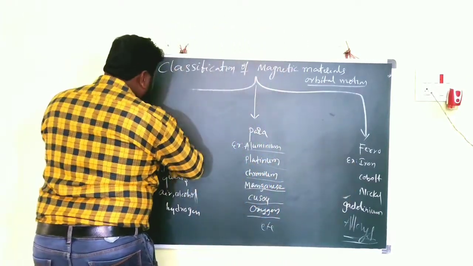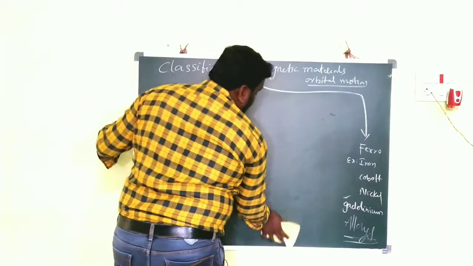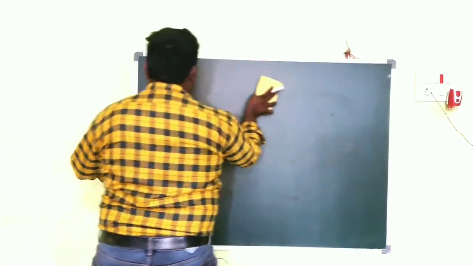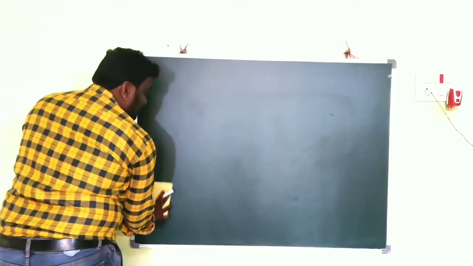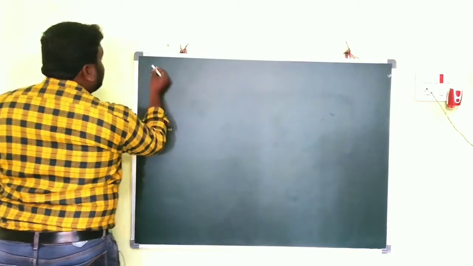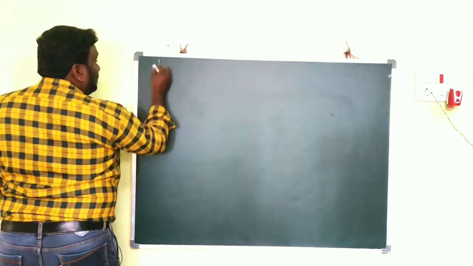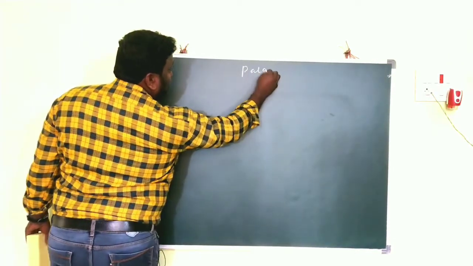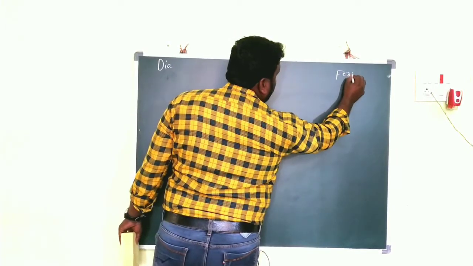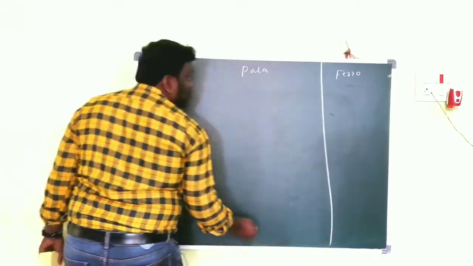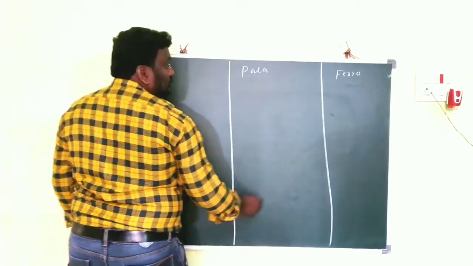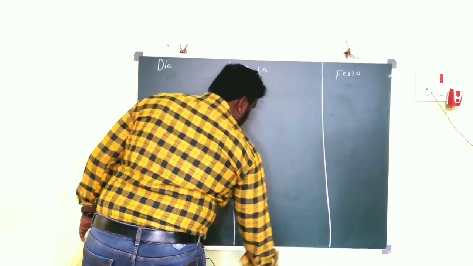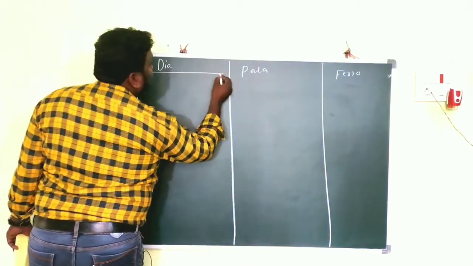Okay children, first thing I'm going to explain is the diamagnetic substance. Clear, children? So children, this is the most important topic, so watch carefully here. First thing is diamagnetic substances.